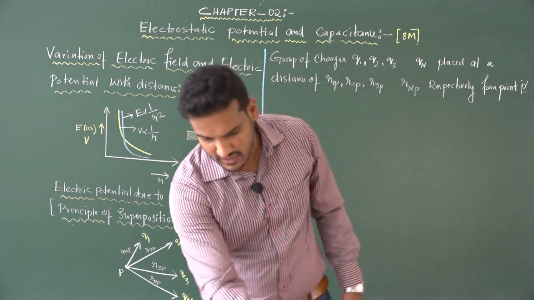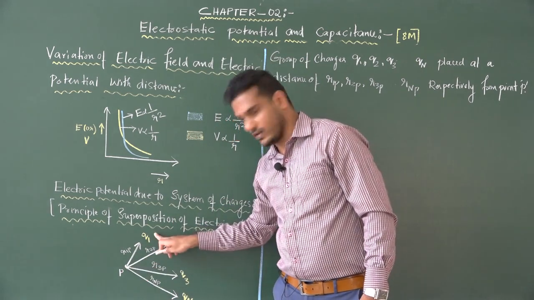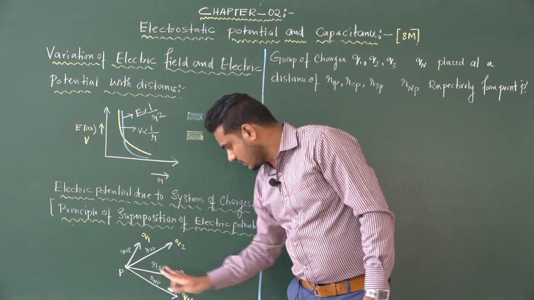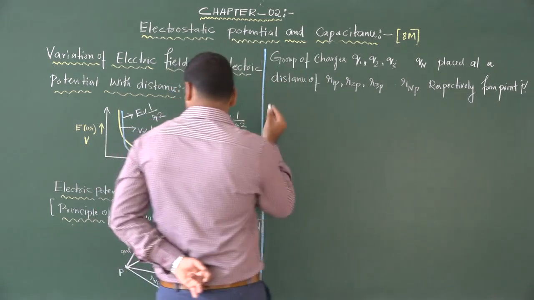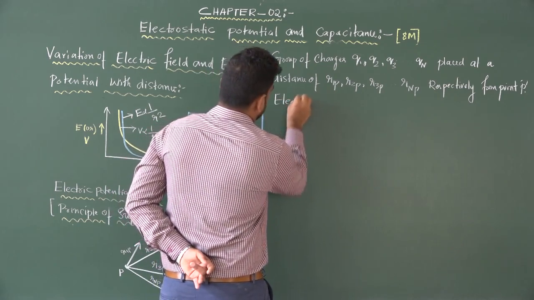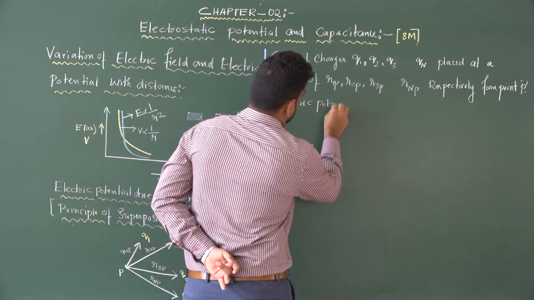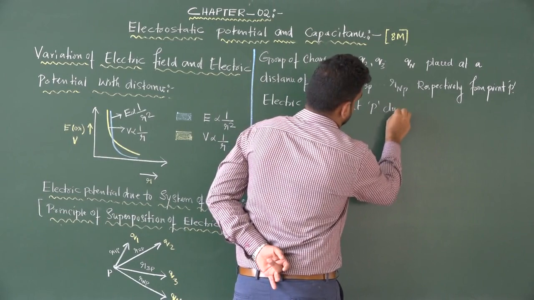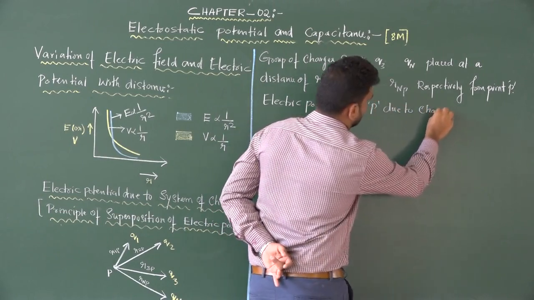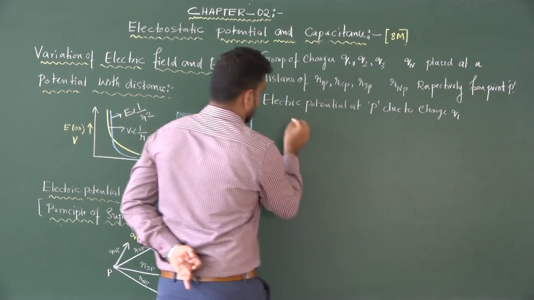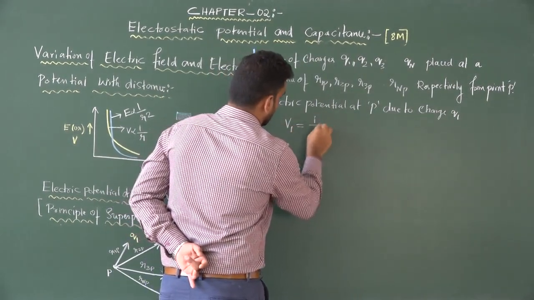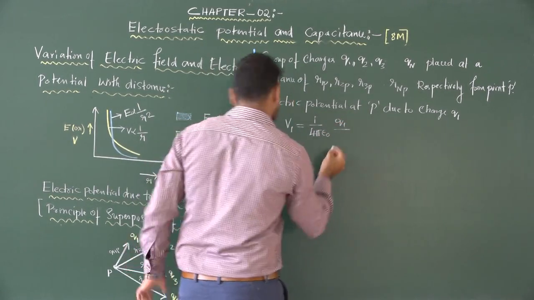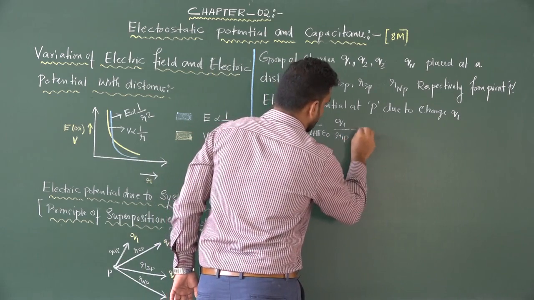So there is a potential at point P due to Q1, a potential at point P due to Q2, potential due to Q3, potential due to Qn. Separately, I write them. Electric potential at P due to charge Q1 becomes V1 is equal to 1 over 4 pi epsilon naught, Q1 divided by, what is the distance? R1p. Equation number 1.